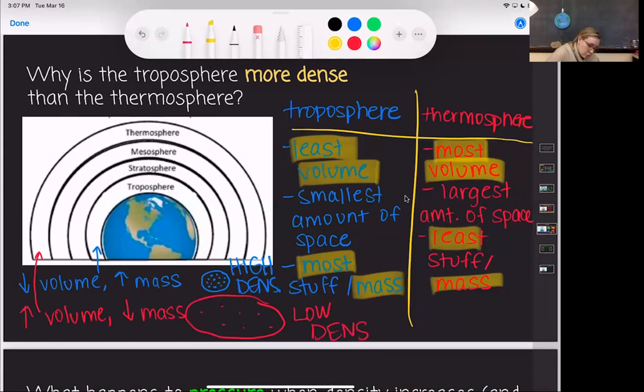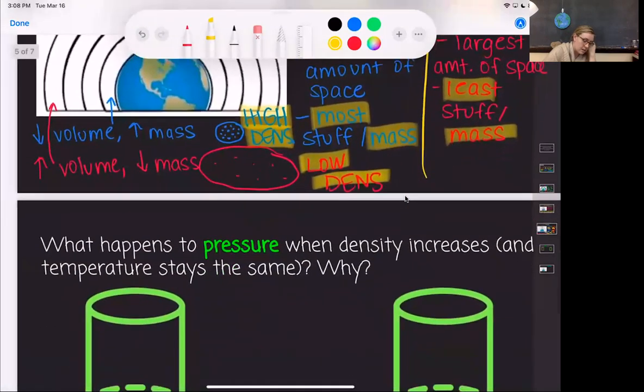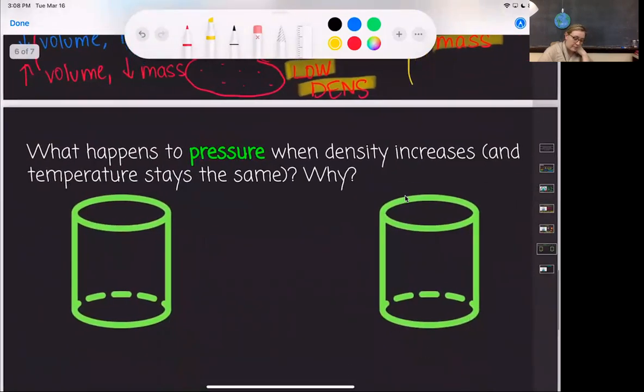Because in the troposphere, all the stuff is very, very tightly packed. In the thermosphere, lots of space, not a lot of stuff. The stuff is very spread out. Okay? And you saw that in your lab. As you moved away from the Earth's surface, the atmosphere became less dense. Okay? So let's apply that to pressure.